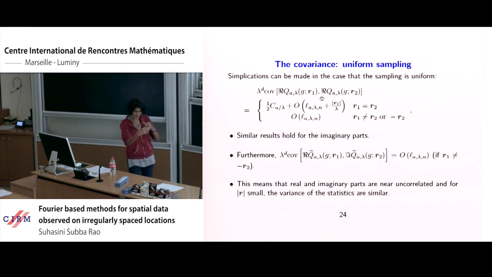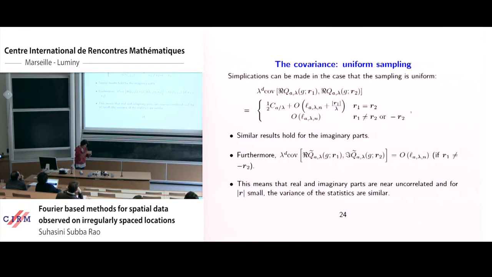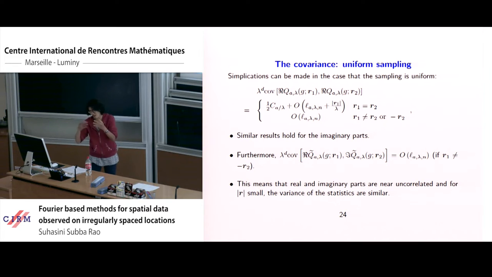What we have is our estimator at lag R1 and an estimator at lag R2. If R1 and R2 are different from each other, they're pretty much uncorrelated if you have uniform sampling. Of course, the variance of this quantity is now just half C A over lambda. So this gamma function doesn't play a role, and so it's kind of nice. And these are, of course, the errors involved in that. Okay. And also, the real parts and the imaginary parts are uncorrelated asymptotically, too. So this is kind of a summary of the statistical properties.